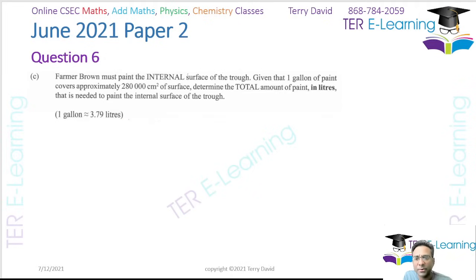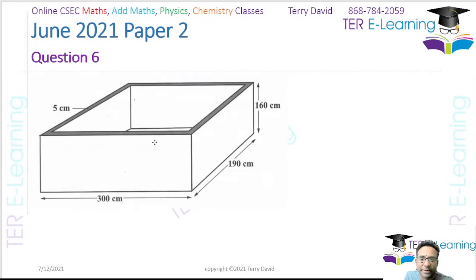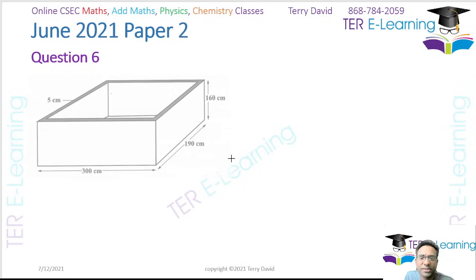Now the last part of the question, they said Farmer Brown must paint the internal surface of the trough, given that 1 gallon of paint. Right, so you have to be careful with this question here now. So he wants to paint the internal of this thing, right? That's what you want to do.